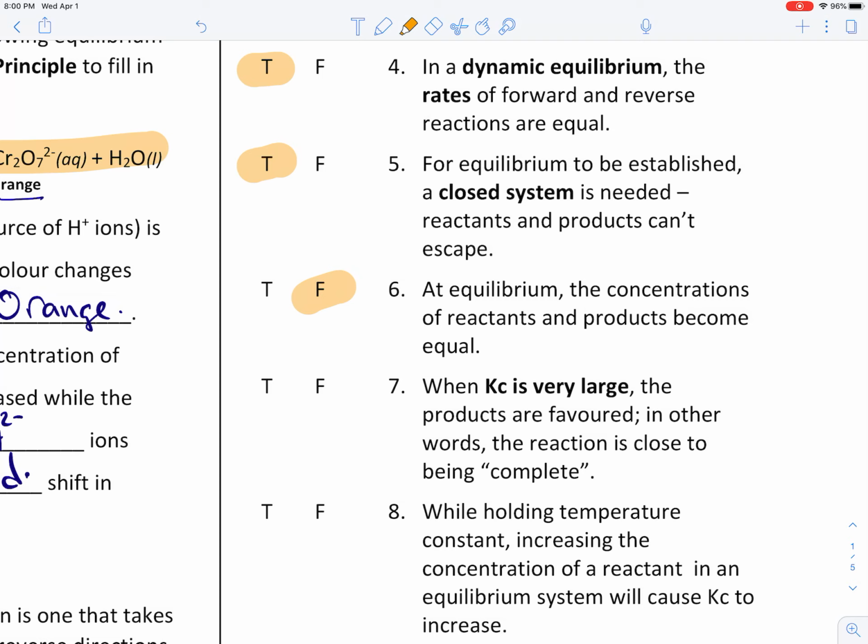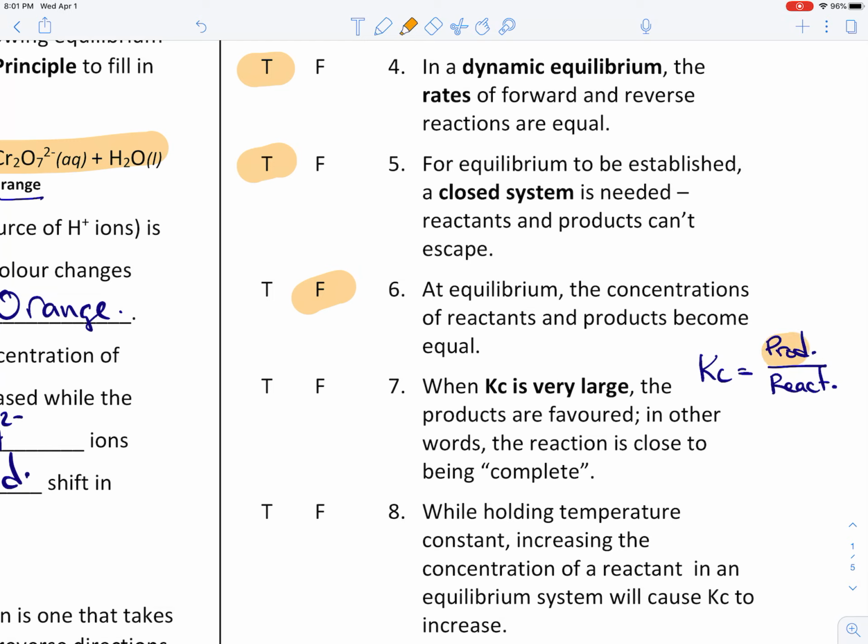In other words, the reaction is said to be complete. Well, if you think of a Kc as being very simply a ratio of the concentration of the products divided by the concentration of the reactants, now that is an oversimplification, but it is a simplification. When Kc is large, what does that mean?